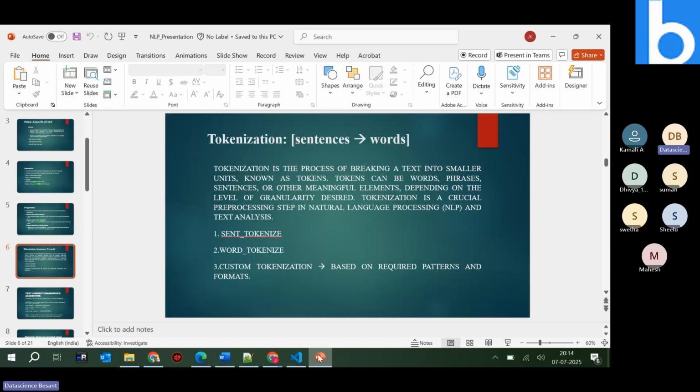Here we have three categories: word tokenize, sentence tokenize, and custom tokenize. Word tokenize means splitting a sentence into its constituent tokens. Sentence tokenize is when you have a paragraph with some five to seven sentences, and you split each sentence out of that paragraph.